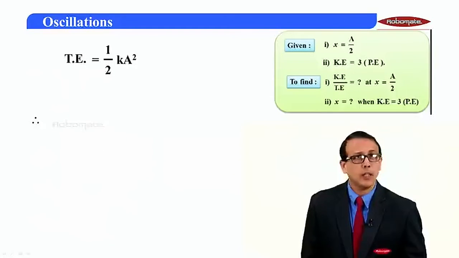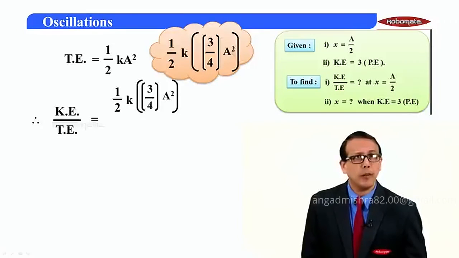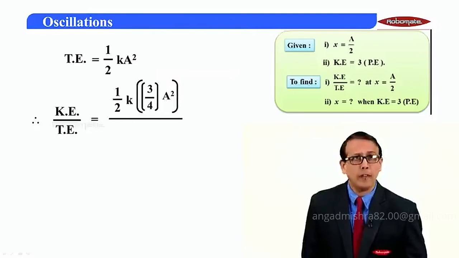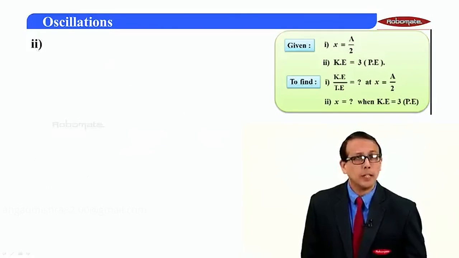Now let's take the ratio. Therefore kinetic energy upon total energy will become, yes, the formula of kinetic energy is here, that is half k 3 by 4 a square upon half k a square. I will cancel half and k and also a square. Therefore the answer is 3 by 4. Let's see the next part of the question.